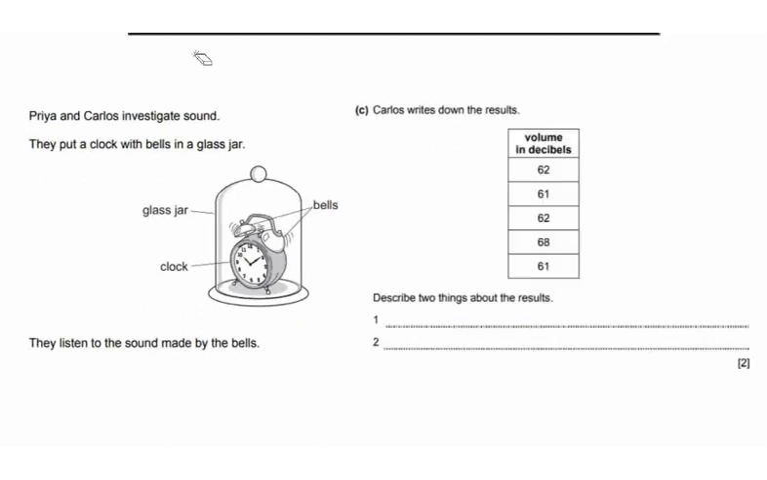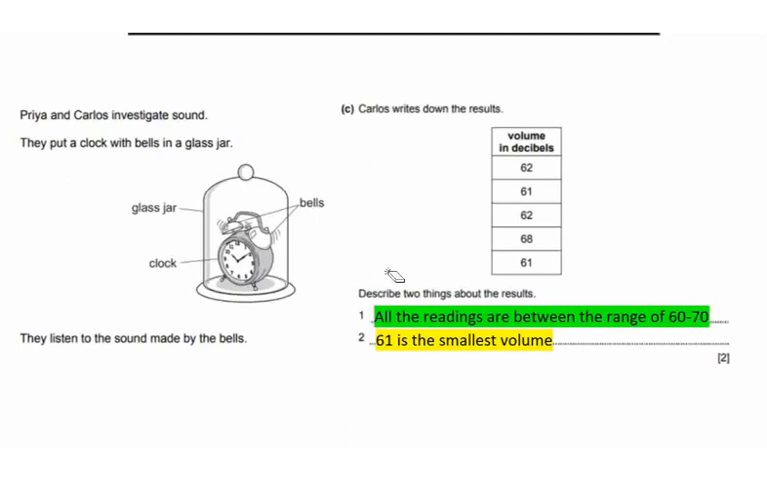Let's move to question C. Carlos writes down the results, volume in decibels. Describe two things about the results. Well, the answer is number 1, all the readings are within the range of 60 to 70. Number 2, 61 is the smallest volume.